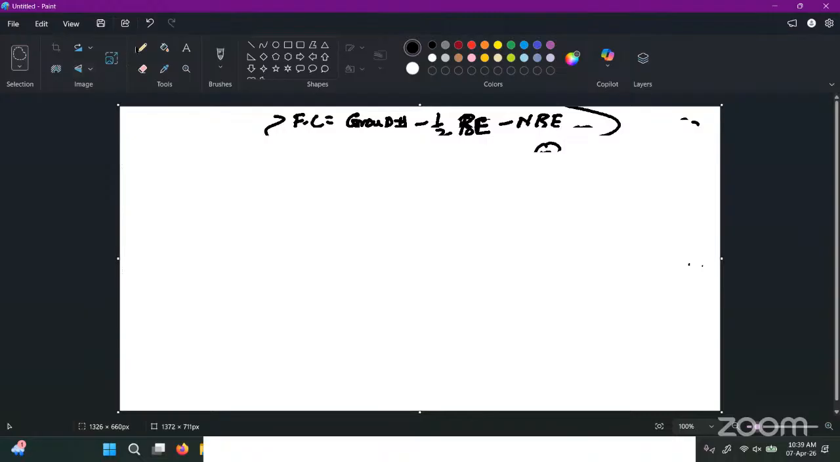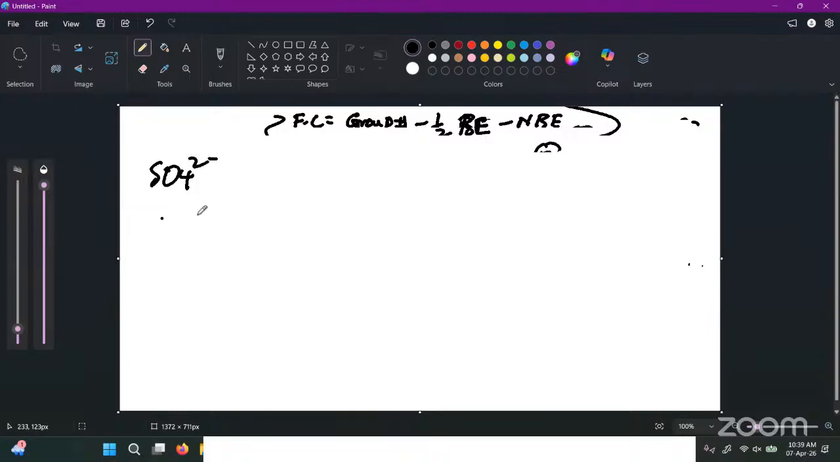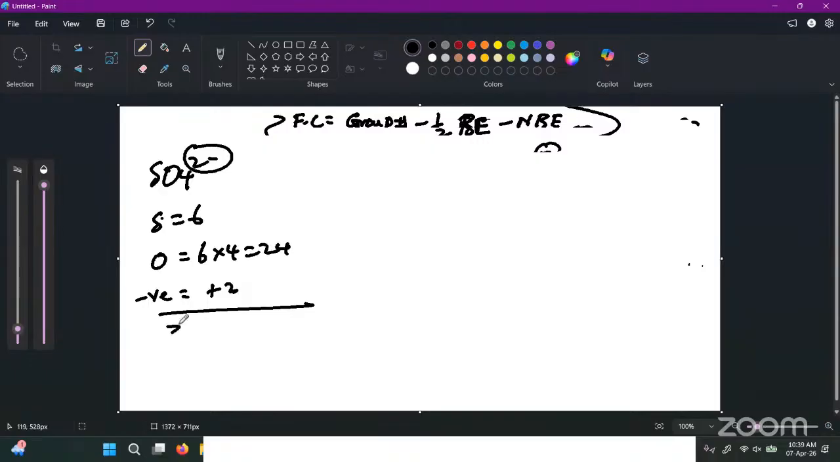Okay, so SO4 2-. Okay, so first step will be what? Count the electrons. So sulfur will contribute how many? 6. And then oxygen will contribute how many? 6, 6 times 4, 24 electrons. And because of the -2 charge, yeah, we have to add 2 more, right? So that gives you a total of 32 electrons, which will equal 16 pairs, right?